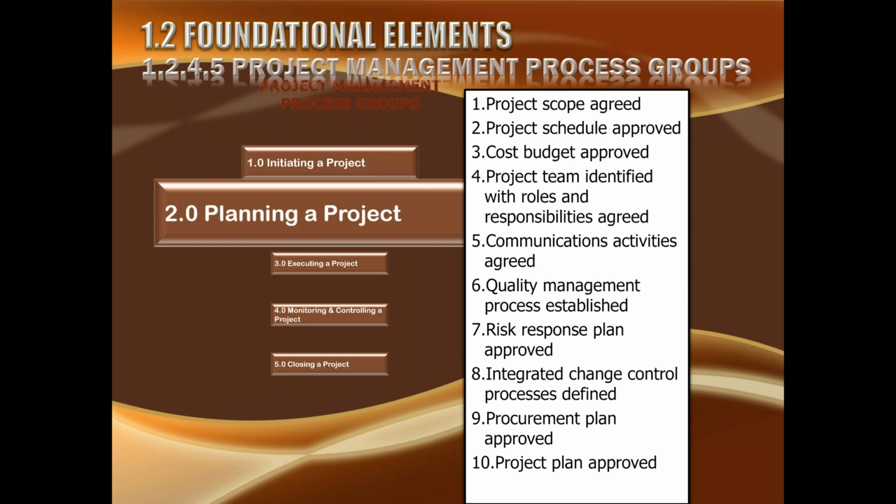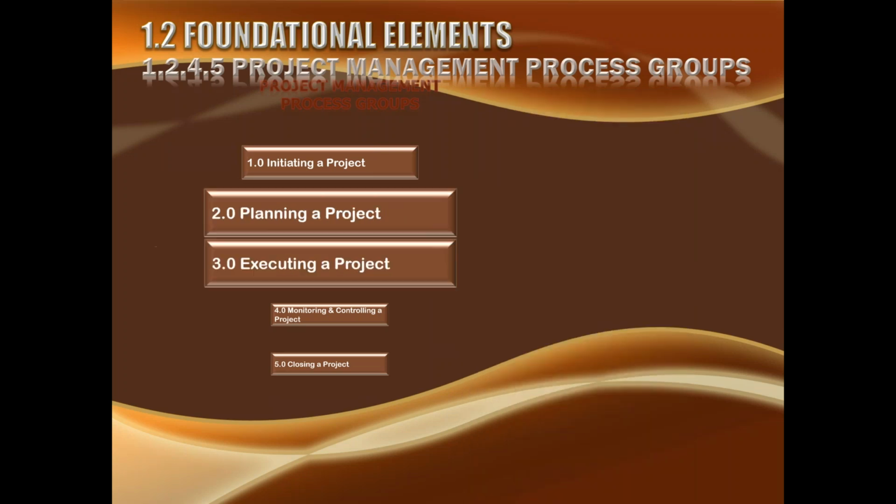We have to have the schedule established. We have to have the cost budget approved, the project team identified, communication activities agreed, quality management process established, risk response plans approved. So all the 10 knowledge areas have to be planned in detail and consolidated into a project management plan. The ultimate result of planning is a project management plan. We will talk more about it, but this is all about planning. Everything has to be planned in detail.